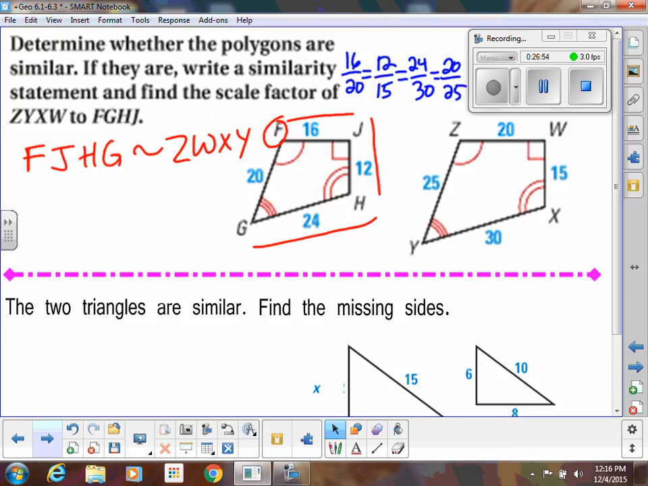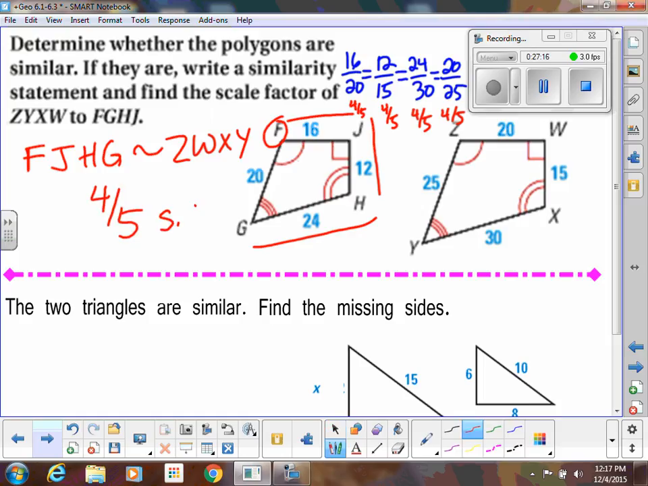So if we reduce all of those, 16 over 20 reduces to 4/5. This also reduces to 4/5. This is going to be 4/5. And then this is also 4/5. So yes, they all equal 4/5. So we know that they're similar, and 4/5 then is our scale factor. I'm going to put SF for scale factor.